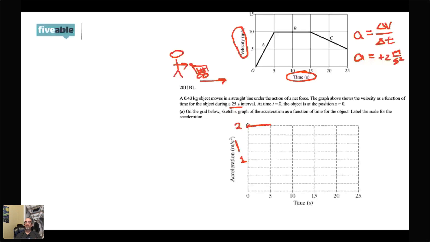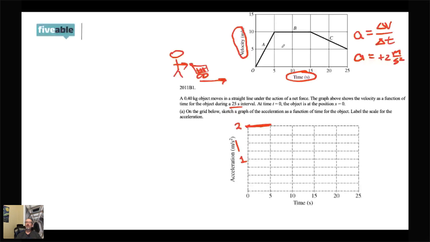Remember, acceleration versus time should always be a horizontal line, unless something really weird is happening, like something getting jerked. If that's true, then this will not be a flat line. But for almost all, probably 99% of AP Physics 1 questions, this will be a straight line.